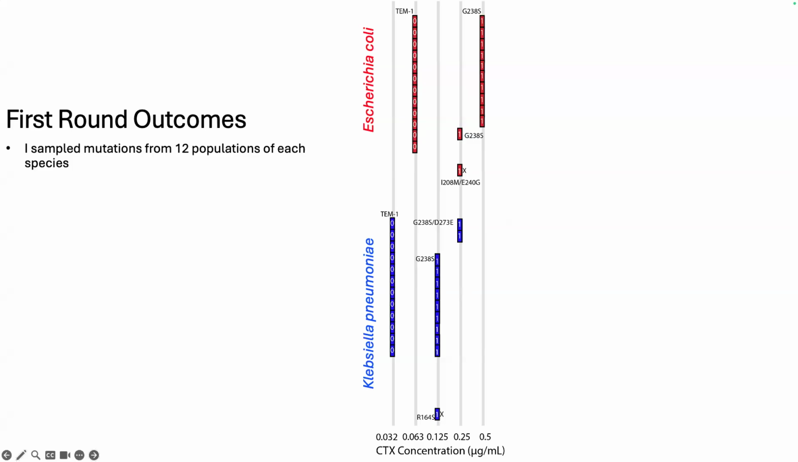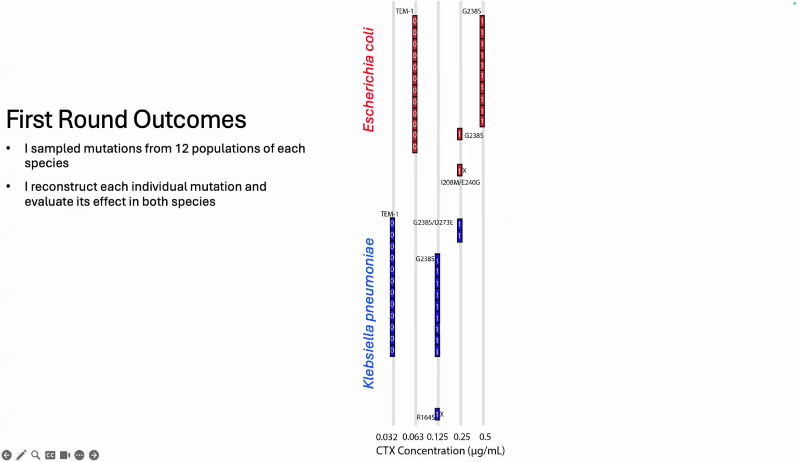It's known as the substitution that increases cefotaxime resistance the most, so it makes sense that it was showing up so often in my evolution experiment. Something that we didn't know about, though, was this D273E substitution. This showed up in two populations of K. pneumo, and the double mutant was selected at a higher concentration than G238S alone. This suggests that maybe D273E increases resistance in this context, but I don't have information about it in E. coli or in other genetic backgrounds, where I'm also interested in understanding its effect.